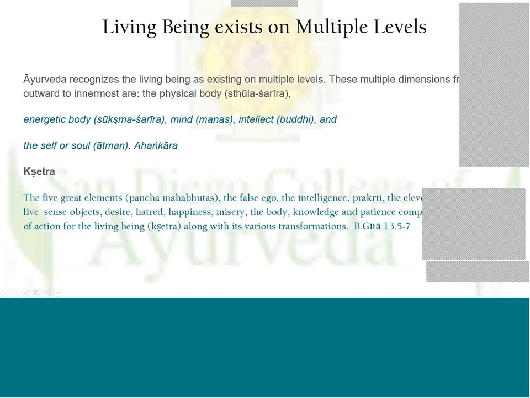So let's talk about Ayurveda. The living being exists on multiple levels. And this is a very important concept. What are these dimensions? There's the physical body. This is the outermost dimension, the physical body, or sthula sharira. There's the energetic body, the sukshma sharira, you can say the refined body, and that consists of three primary components: the mind, the manas, the intellect or buddhi, and the soul or atman, which is wrapped by a layer of ahankar or ego.